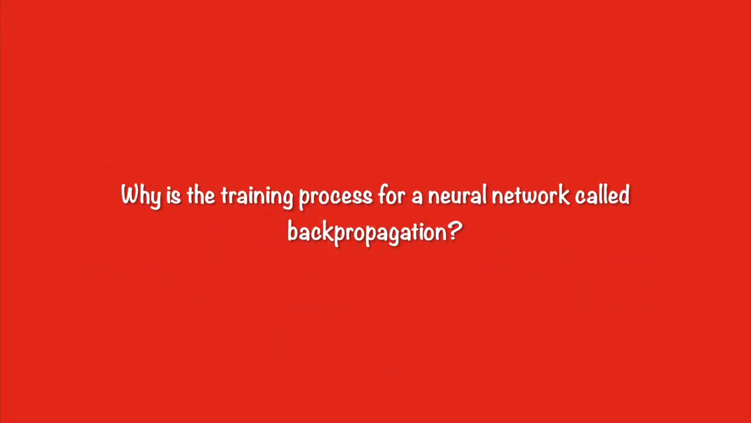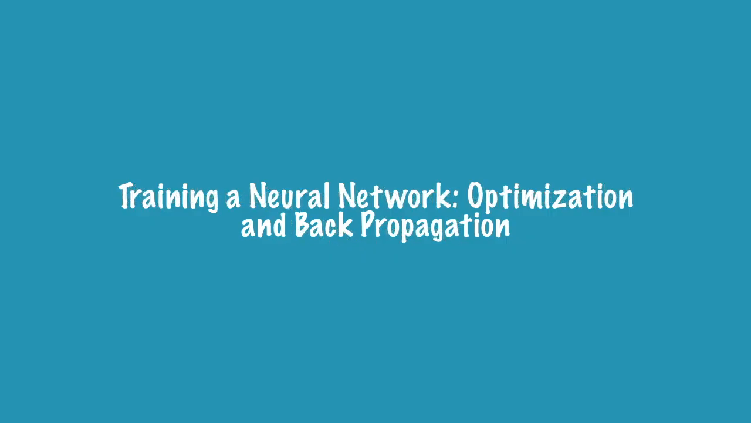We've seen that training a machine learning model involves using an optimizer. Why is the training process for a neural network referred to as back propagation? Now that we have an overview of how neural networks work, let's see how they are trained.